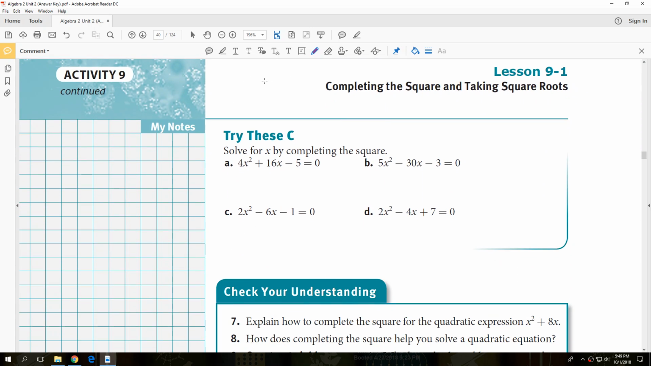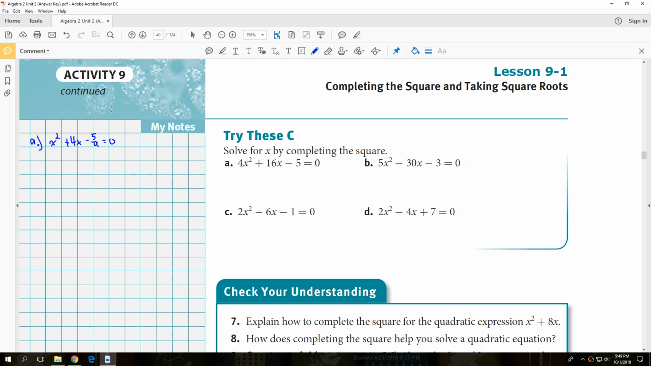Okay. So let's go ahead and do some of these here. Let me change back to my blue. And I think there's not a lot of room here, is there? Let me think. Can I fit this in? I don't think so. So let's go ahead and move these over. So let's do A right here. And so the first step is going to be divide everything by 4. So I'm going to be left with x squared plus 4x minus 5 divided by 4 is equal to 0.